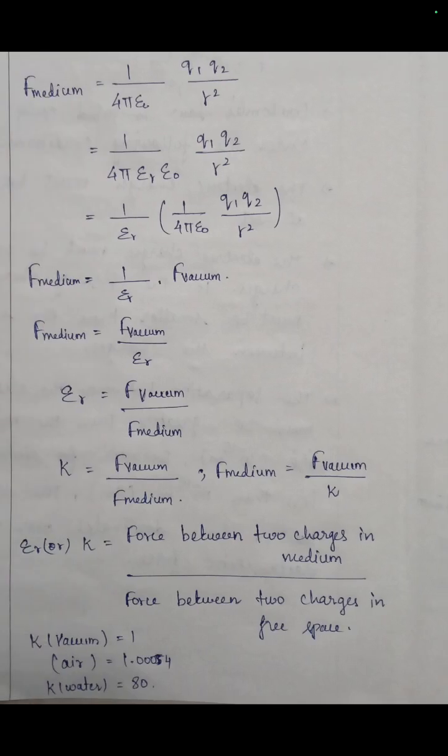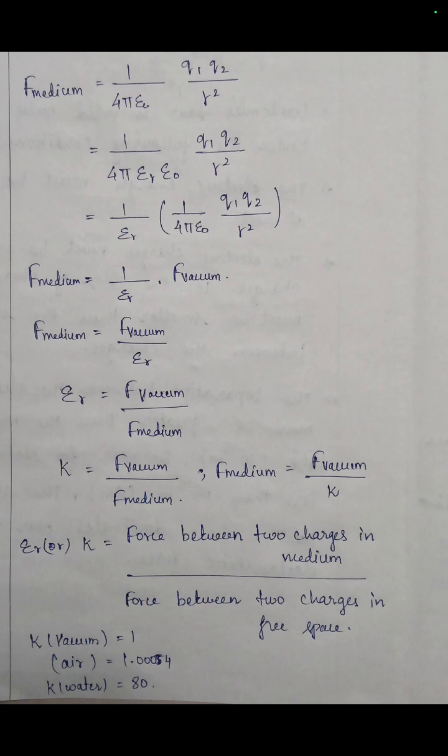We know the force in the medium is 1 by 4 pi epsilon q1 q2 by r square. If we substitute epsilon naught epsilon r instead of epsilon, we get 1 by 4 pi epsilon naught epsilon r q1 q2 by r square. We know that 1 by 4 pi epsilon naught q1 q2 by r square is the force between the charges in the vacuum. So the equation becomes force in the medium is equal to force in the vacuum divided by epsilon r. This way the force is reduced when we place the charges in the medium, and epsilon r becomes the ratio of the force between the charges in the vacuum to the force between the charges in the medium.